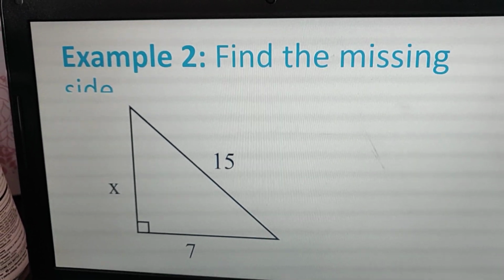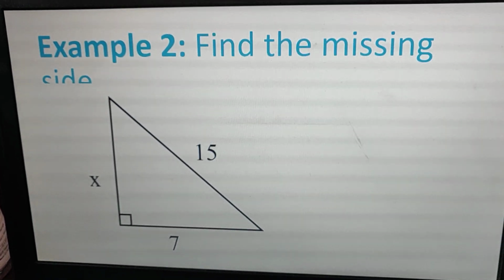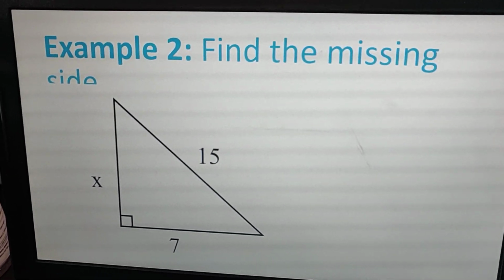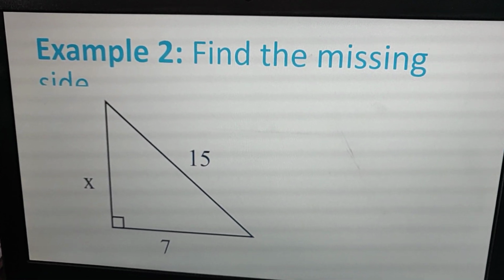All right, this is part 2 of our notes. Sorry, my phone turned off. So here we are. We're going to continue right on with our second example.